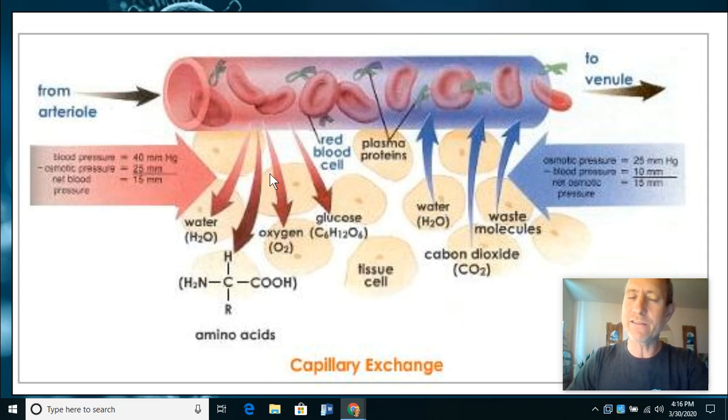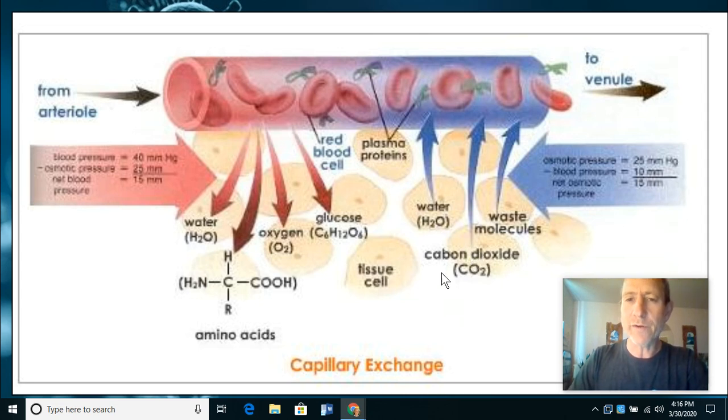And the reason they're leaving primarily is due to diffusion. So the concentration of these chemicals is higher inside the capillary and lower outside the capillary. So that's why it leaves. Other things that are in there that might have a concentration gradient also can't leave because they're too big.